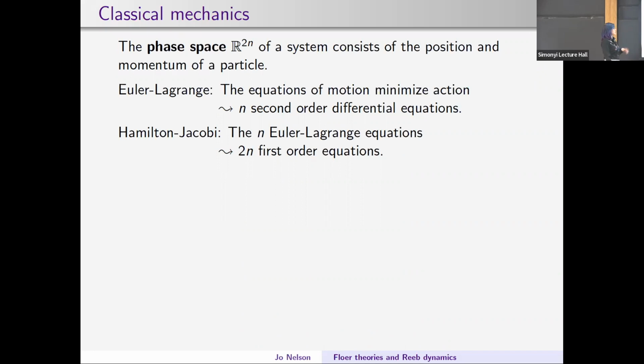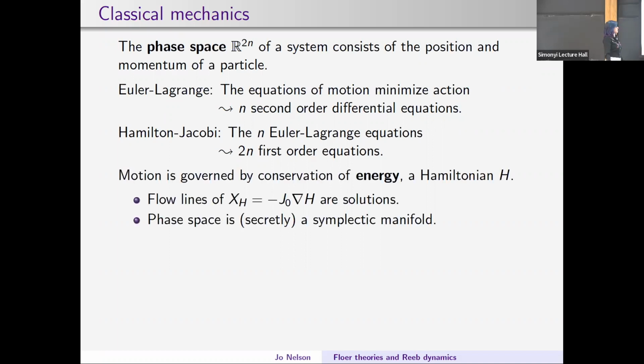Back in the day, Euler and Lagrange figured out that the equations of motion minimize action, and action is given in terms of the difference between the kinetic and potential energy. About 50 years later, Hamilton and Jacobi figured out how to turn these n second-order differential equations into a system of first-order equations, where you have 2n equations. Solving first-order equations can be a bit more amenable than trying to solve second-order differential equations. So this Hamilton-Jacobi framework is really nice.